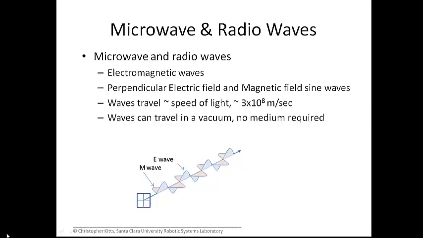So we're going to use radio waves in the microwave range of the electromagnetic spectrum in order to wirelessly communicate information from one location to another. And these are, again, electromagnetic waves, and electromagnetic waves have an electric field component and a magnetic field component, and they are perpendicular to each other, as you can see in the graphic at the bottom of the slide. These waves basically travel at the speed of light, and again, they can travel both through a medium as well as without a medium, like through the vacuum of space.